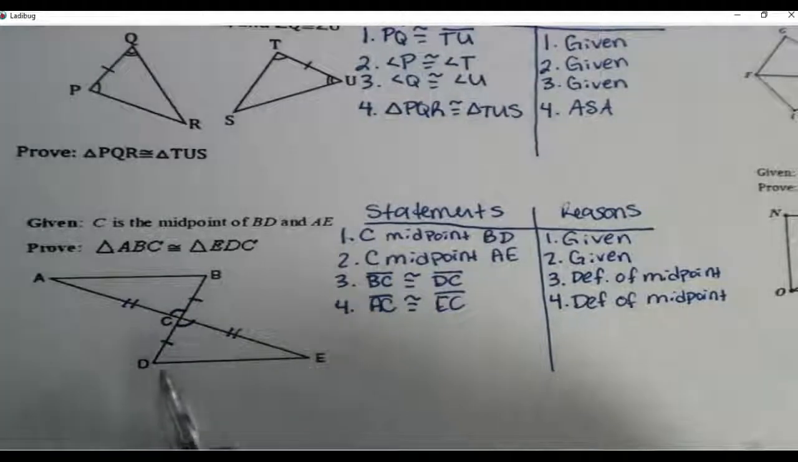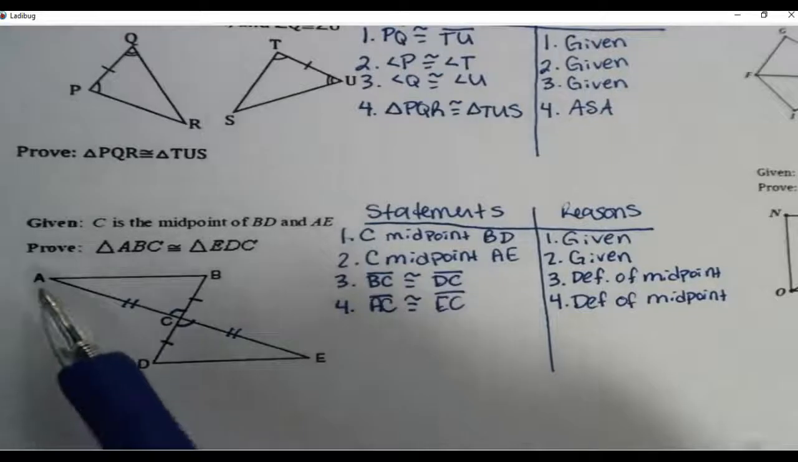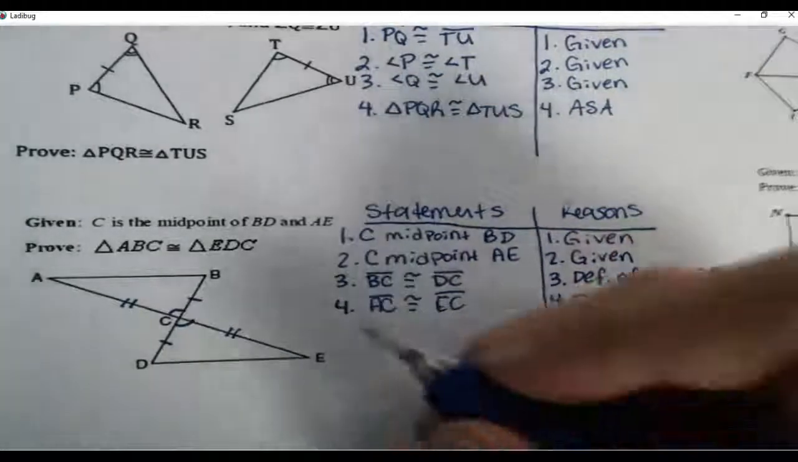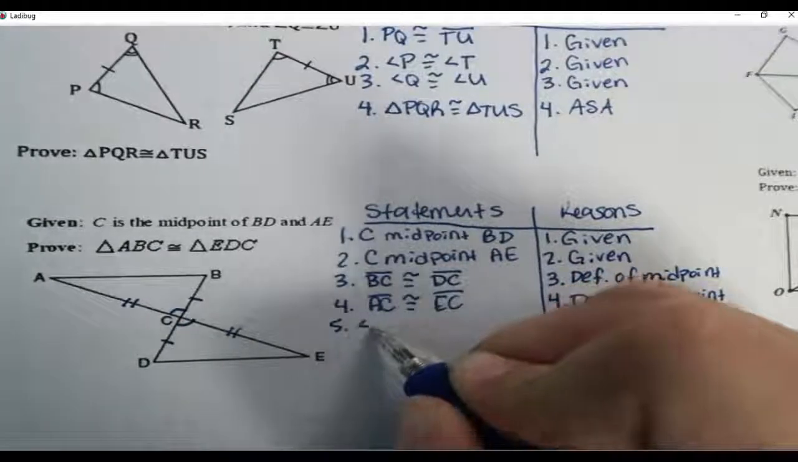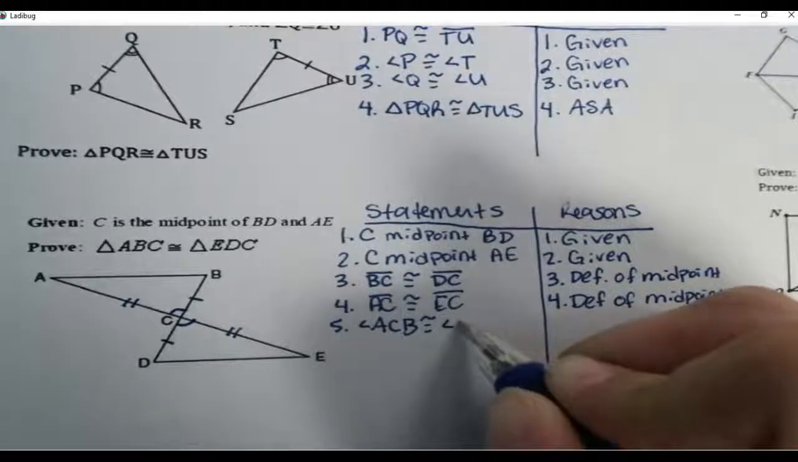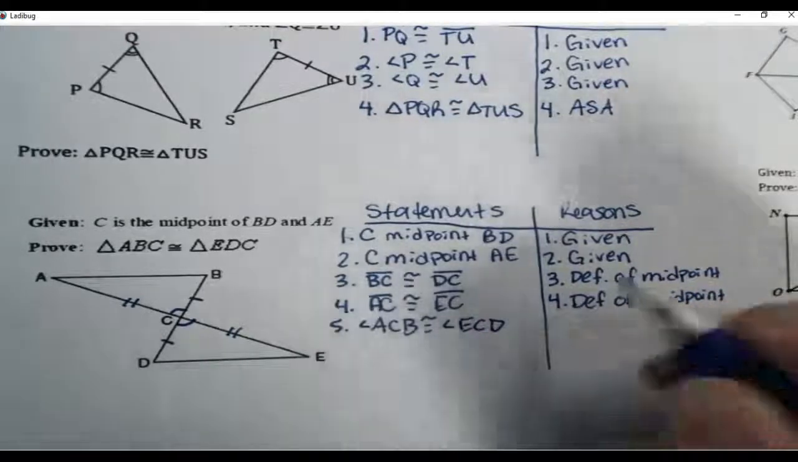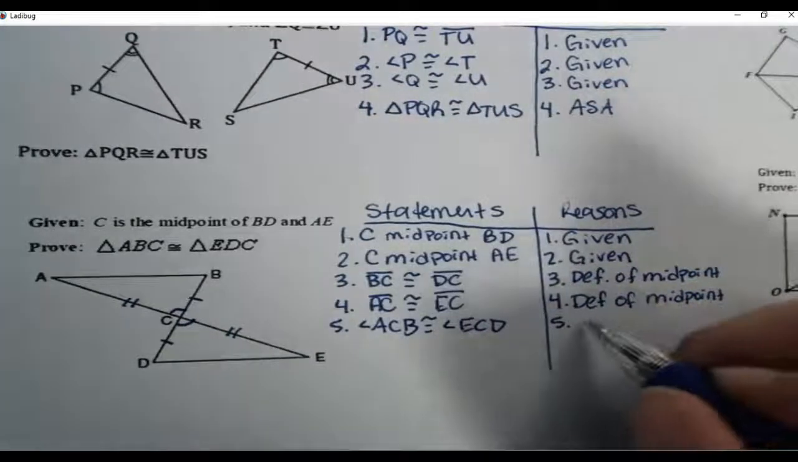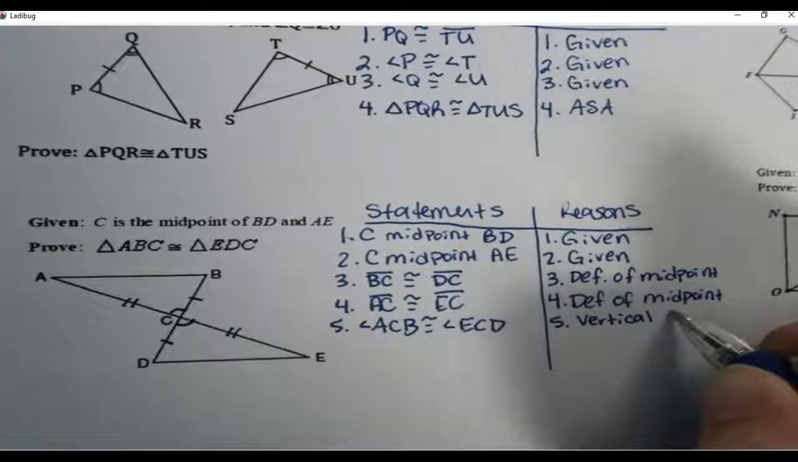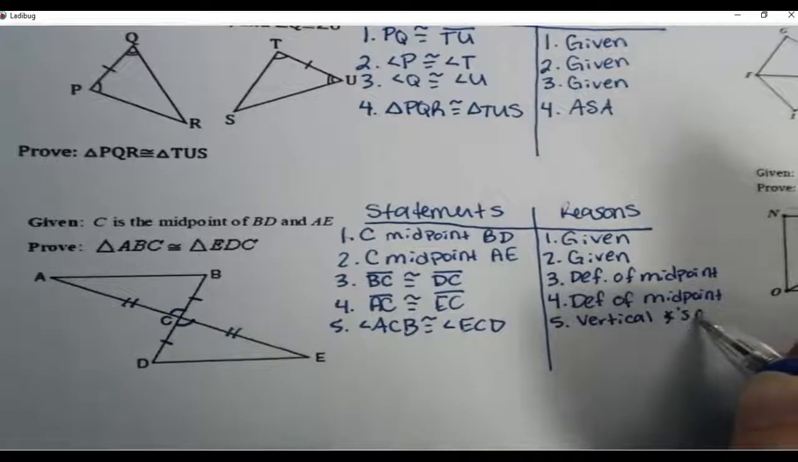So I don't want to say just angle C and angle C. So I'm going to say angle ACB and angle ECD. So angle ACB is congruent to angle ECD. And that's because vertical angles are congruent.